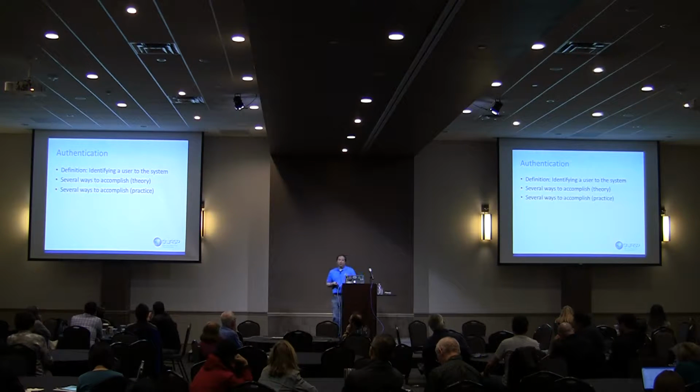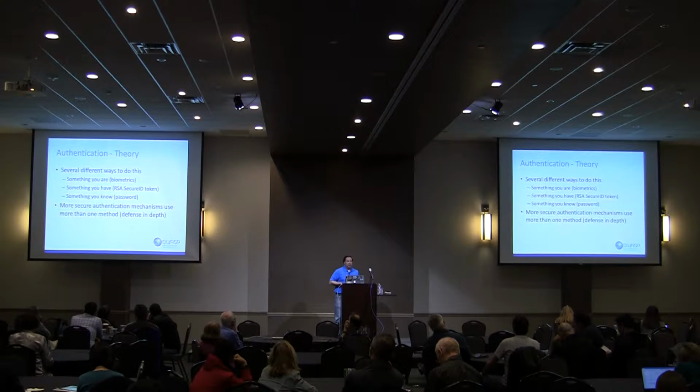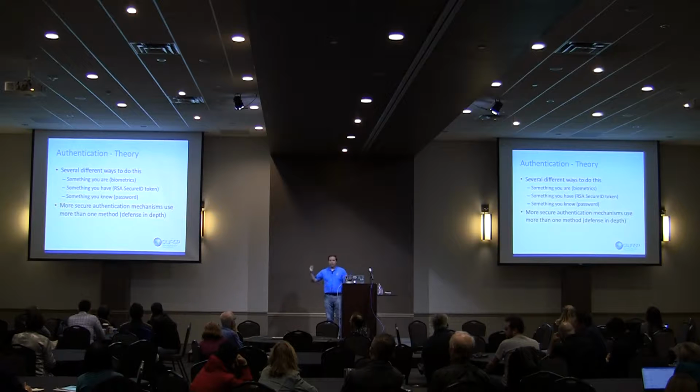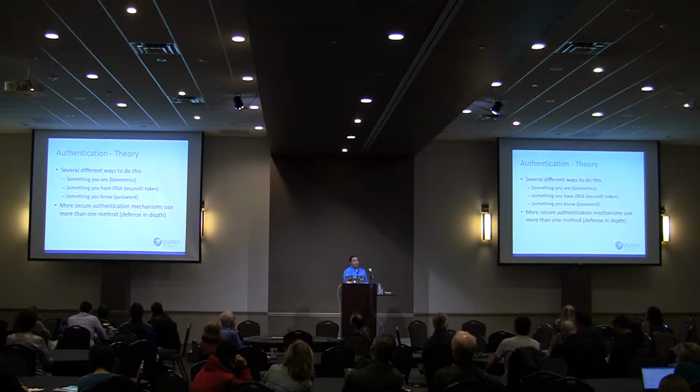And there's several different ways to do this in theory as well as in practice. In theory, we have a few different ways. We have something you are, biometrics, right? That's the retinal scans, the handprints, the thumbprints. Something you have, which is like your phone, your RSA secure ID token, and something you know, password. And the more authentication mechanisms that we use, and if we use more than one method, then that ties back to that defense in depth. Because each of these has issues. There's reasons why or how an attacker might be able to bypass one of these.